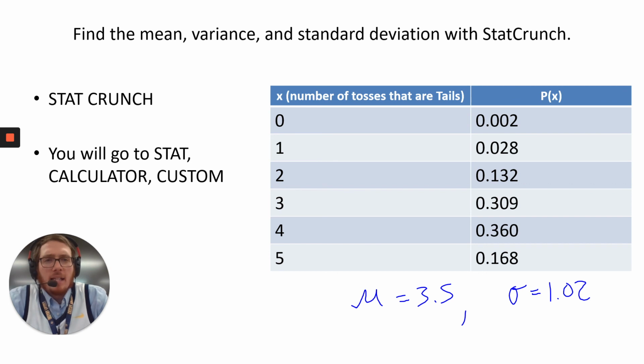If anything, I would test this one out. Okay, this one should have a mean of about 3.5 and a standard deviation of 1.02. Open up StatCrunch and see if you can test that out to see what you can get for that answer. And I think that would be a good suggestion to make sure you understand how to find that as you move forward using StatCrunch.